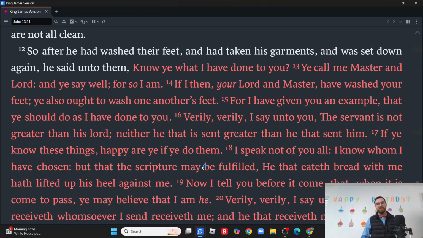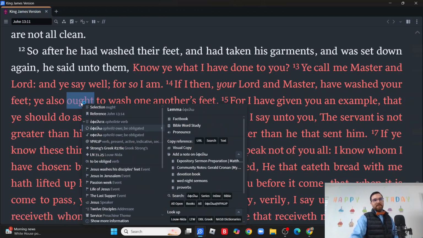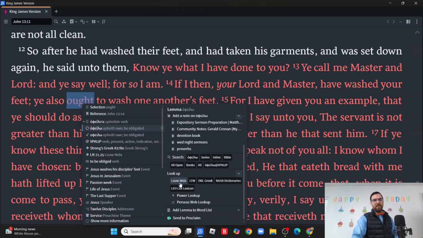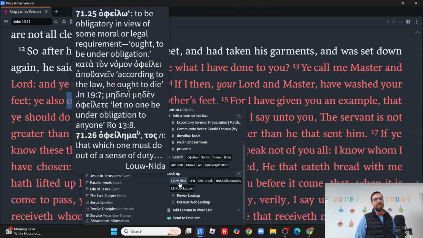He puts his garments back on. He sits down and he says, do you know what I've done to you? Call me Master and Lord. That's good, because I am. If I then, your Lord and Master, have washed your feet, ye ought to wash one another's feet. Present active indicative. So this is like an obligation, right? To be obligated, to be obligatory in view of some moral or legal requirement.